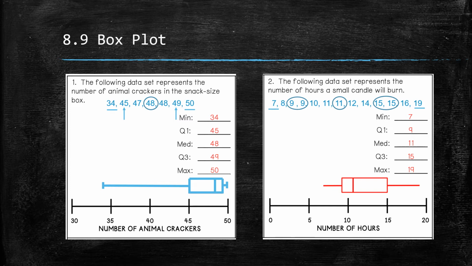And then you should identify those key points. So here is my Q2, my Q1, right there, my Q3, right here, and then you have your minimum, which goes to here, and you have your maximum, which goes to here.